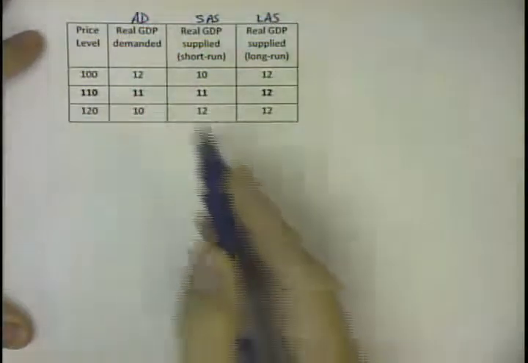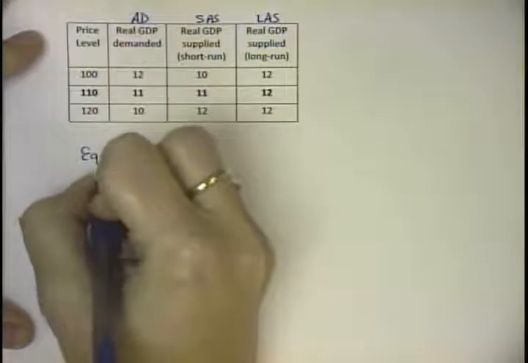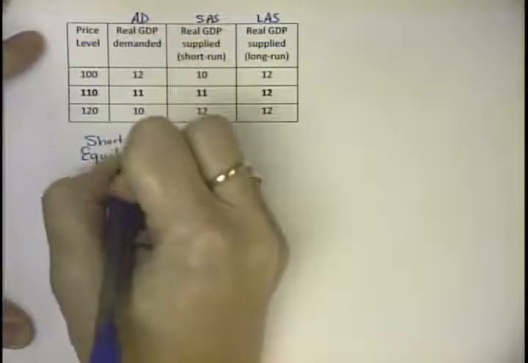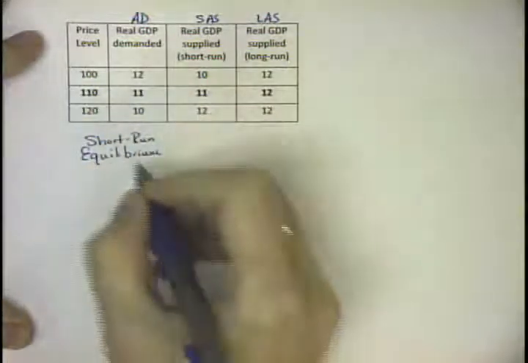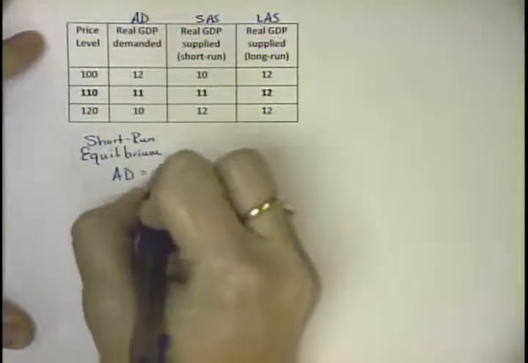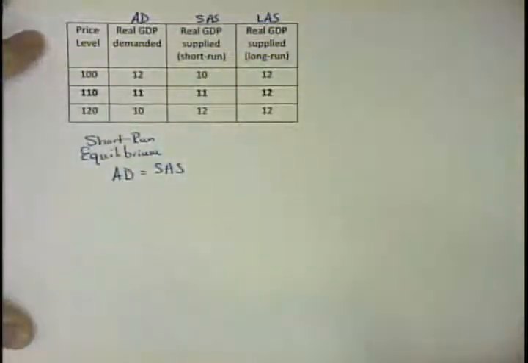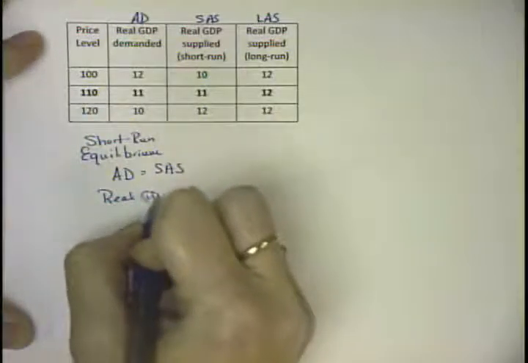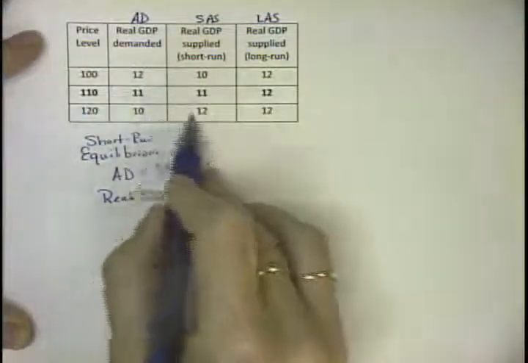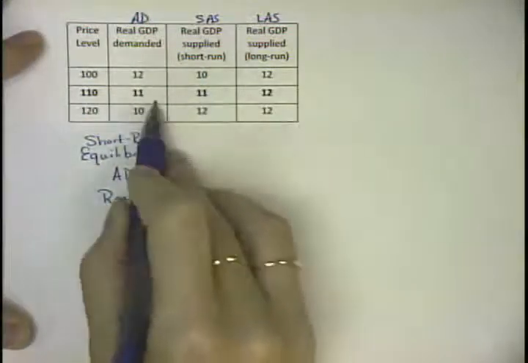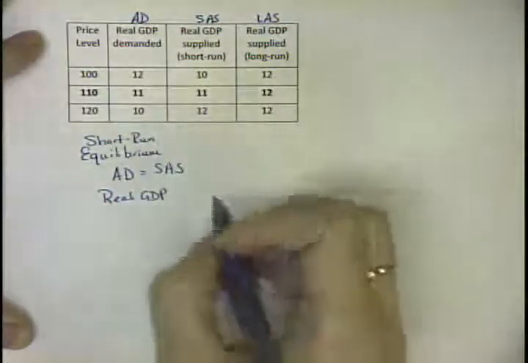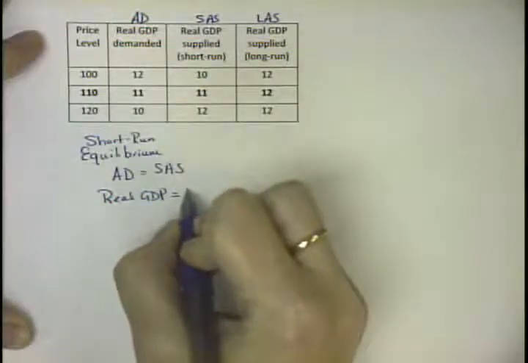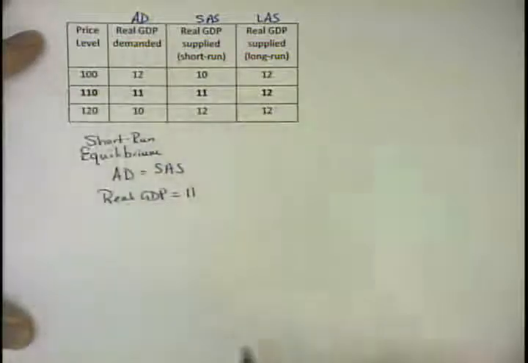So in this case, our macroeconomic equilibrium in the short run is going to be, again, where that aggregate demand column is equal to that SAS column, the real GDP supplied in the short run. So our real GDP is not this one, those don't equal. It's right here where the real GDP demanded is equal to the real GDP supplied in the short run. So the real GDP macroeconomic short run equilibrium is now 11 and at a price level of 110.